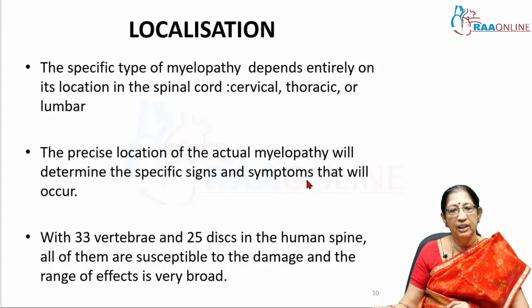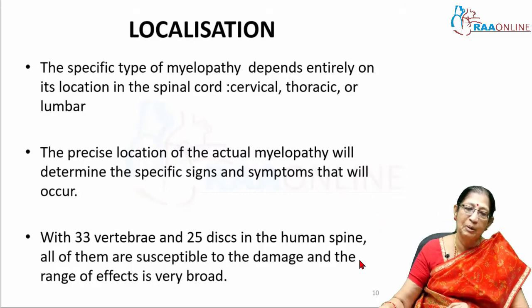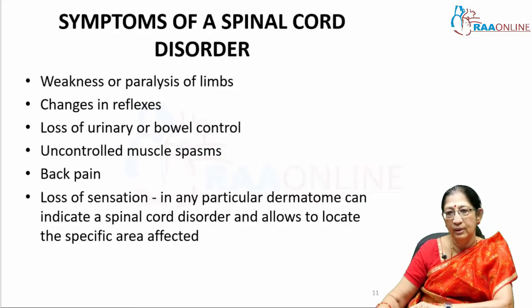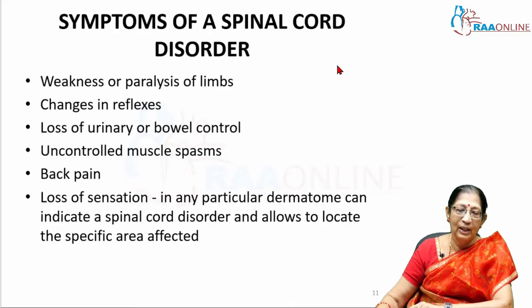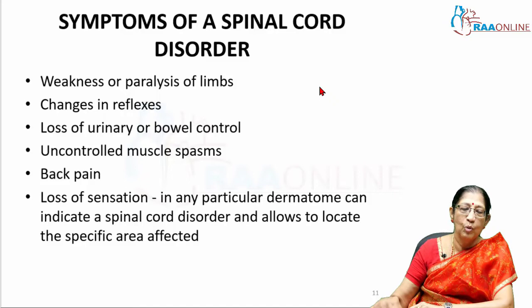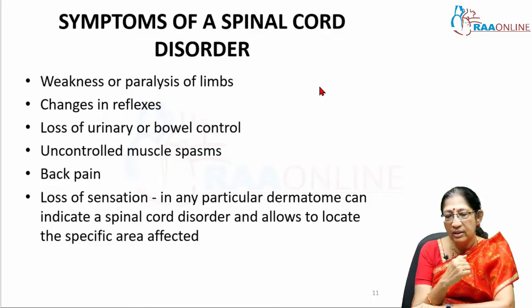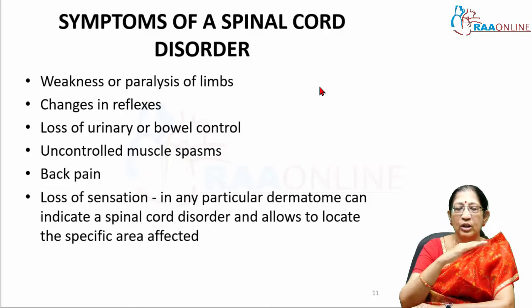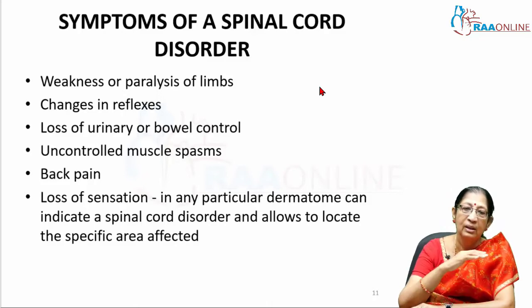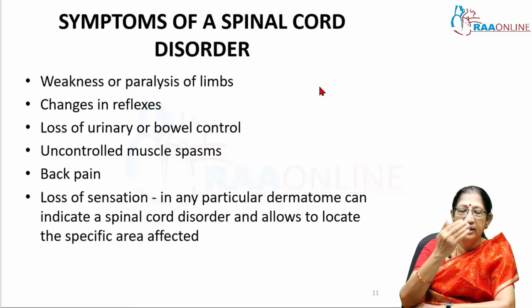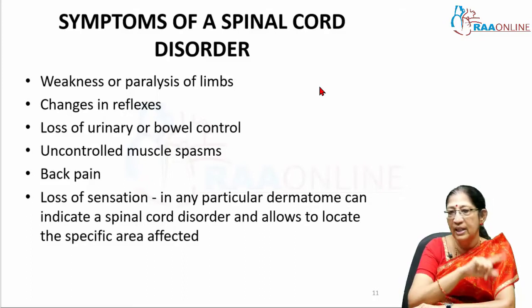Though we have 33 vertebrae and 23 discs, all of them are susceptible to damage, and the range can be from mild to severe. So whenever we think of a spinal cord disorder, we have to find out what the motor change is, what the sensory change is, whether there is bladder, bowel or other autonomic involvement, and then the reflexes. That is how we localize. The localization will tell us the motor level, the sensory level, the reflex level, and the autonomic level. So it will convey to us the anterior to posterior extent, the vertical extent as well as the side to side extent.